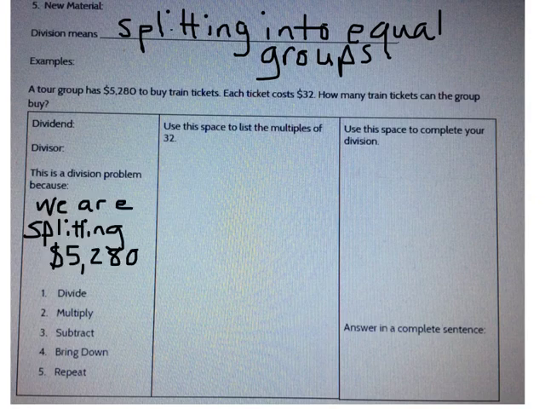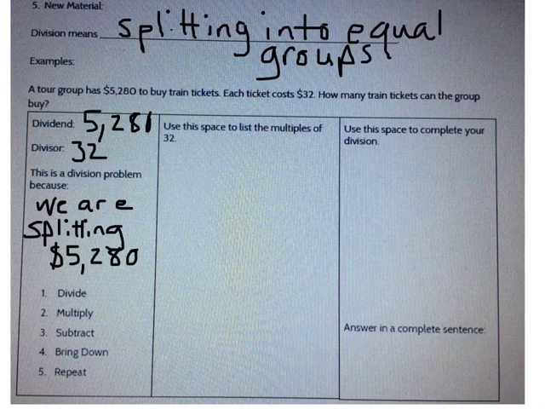What's the dividend in my division problem? Remember, the dividend is the number I'm splitting up. The dividend is 5,280. What's the divisor? What will I be dividing by? I will be dividing by 32.